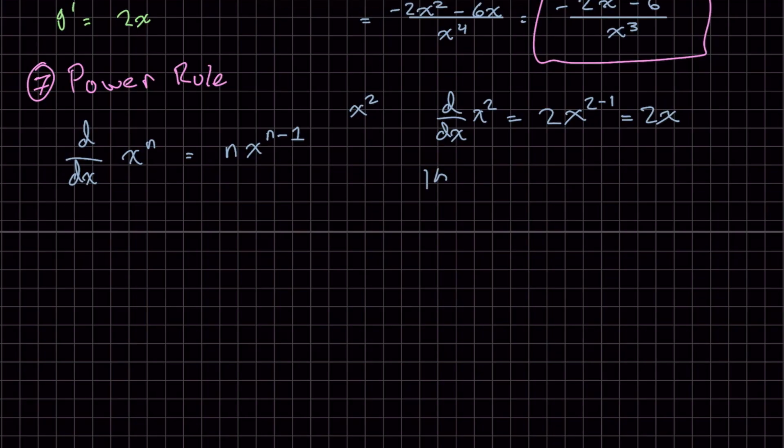What if we had 15x to the third? If we wanted to take the derivative of this, d/dx, that's going to be equal to 3 times 15, which is 45, times x to the 3 minus 1, which is equal to 45x squared. And see how that scary looking derivative is so simple and so easy just using the power rule.